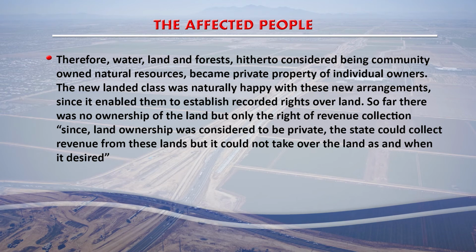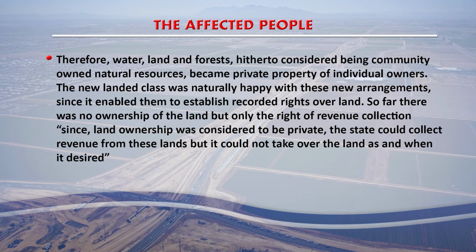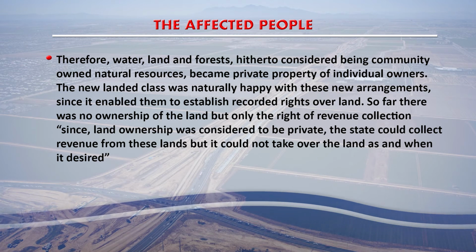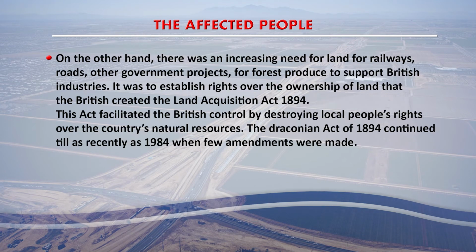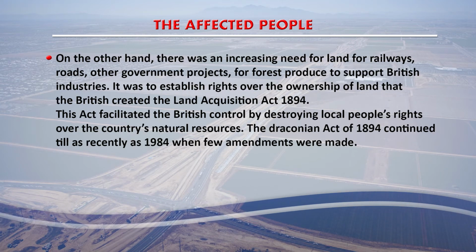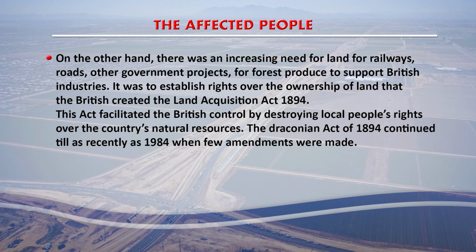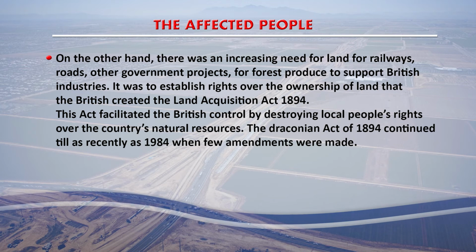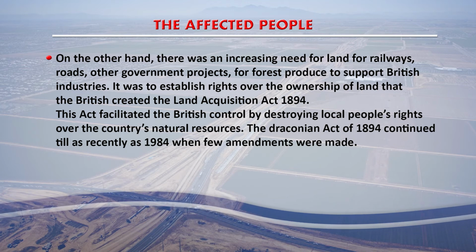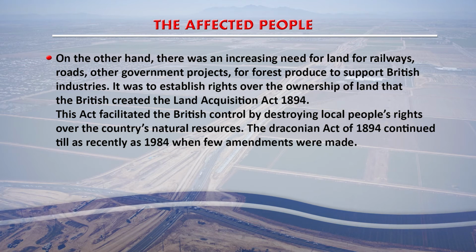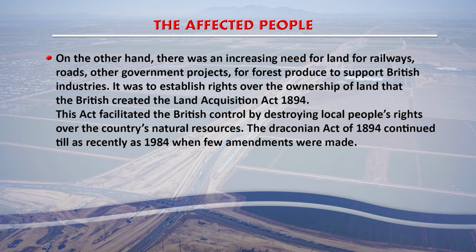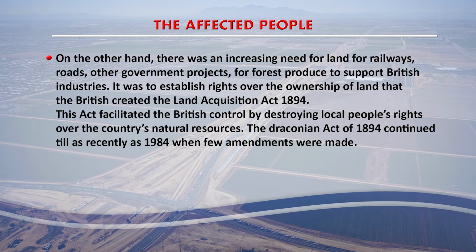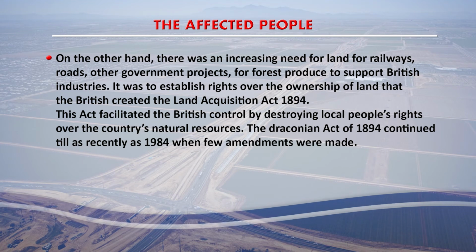Since land ownership was considered to be private, the state could collect revenue from these lands, but it could not take over the land as and when it desired. So what happens is, on the other hand, there was an increasing need for land for railways, roads, other government projects, and for forest produce to support the British industries in the name of development. It was to establish rights over the ownership of land that the British created the Land Acquisition Act in the year 1894. Now, what happens, or what does this act do?